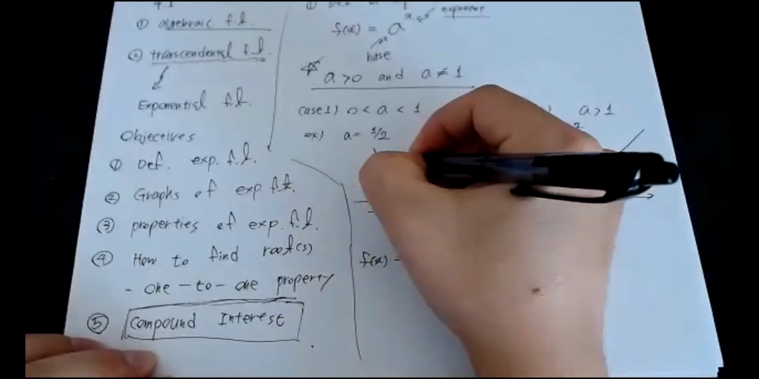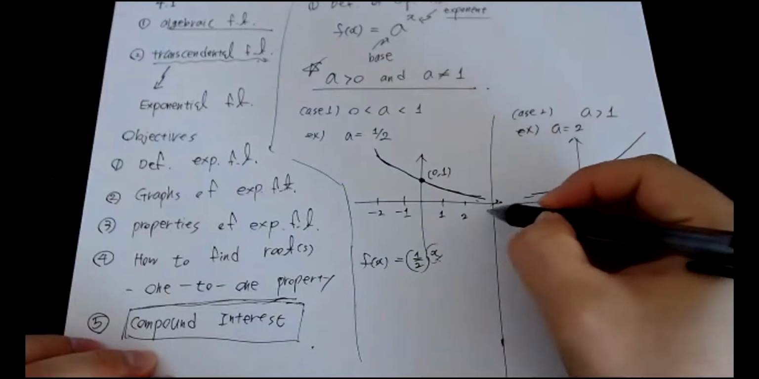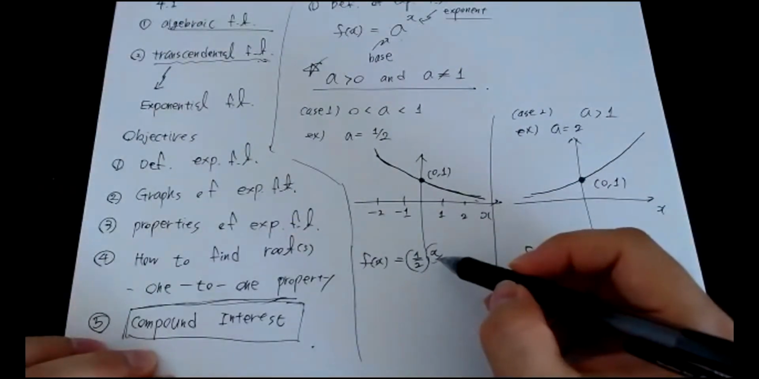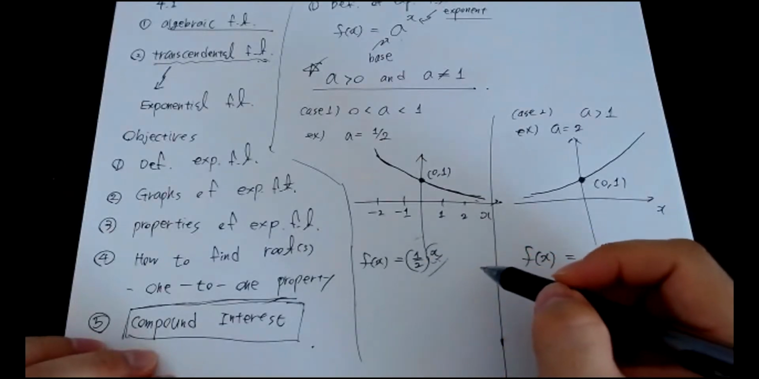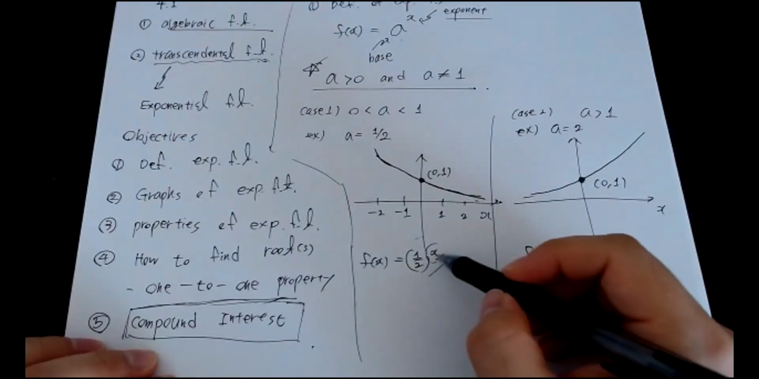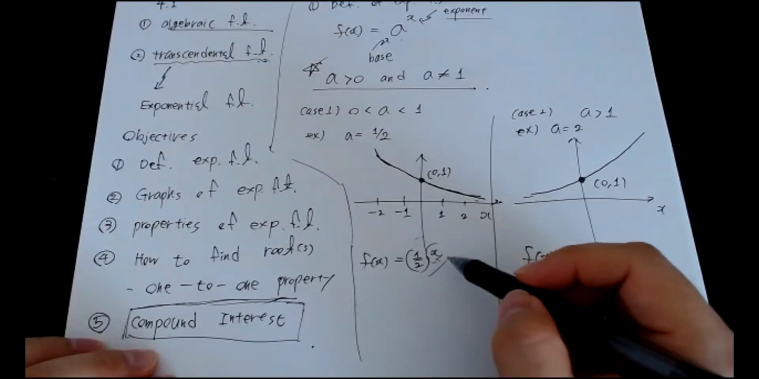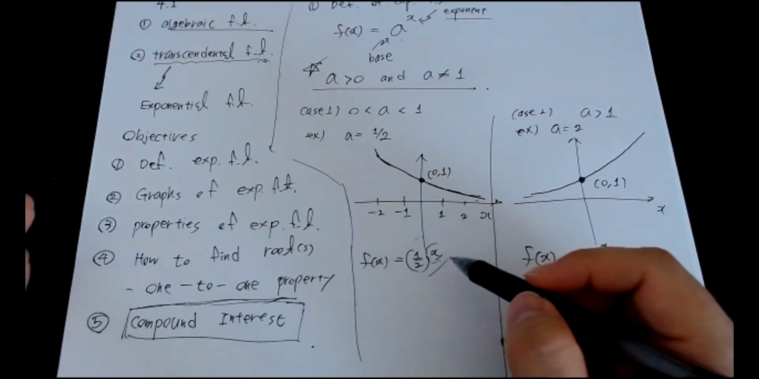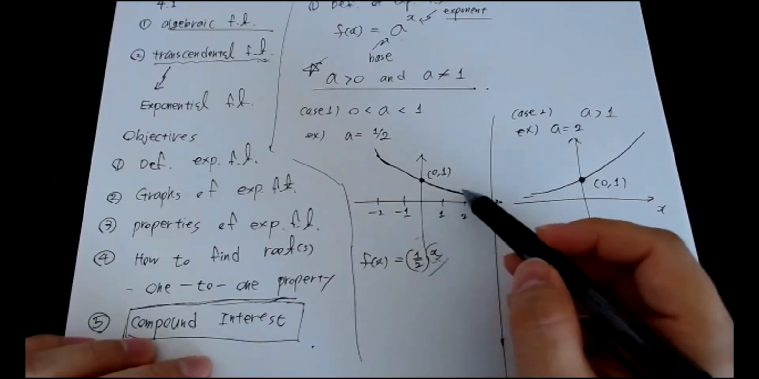The other property is that either graph never touches the x-axis. Because think about this. For case 1, what x value makes (1/2) to the x power equal to 0? There is no such x value. Even if you plug in x equals 100 or 1000, (1/2) to the thousandth power is a number really close to 0, but that doesn't mean it equals 0. So the graph will never touch the x-axis.